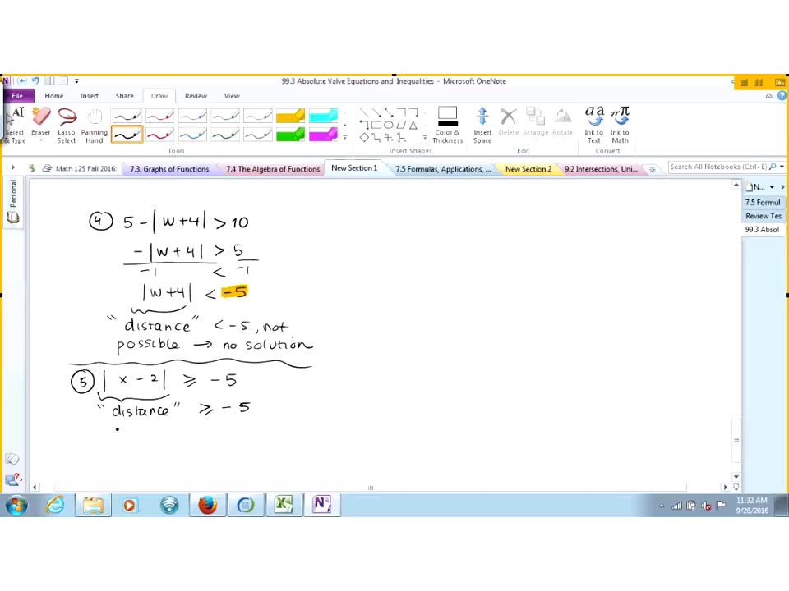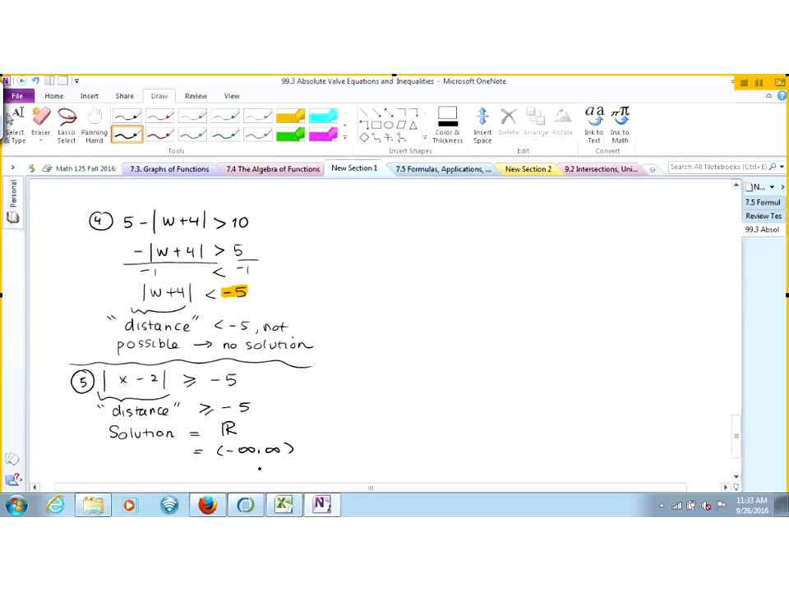So what is your conclusion? So the solution is all real numbers, right? Or -infinity to infinity. Why? Because it is true for whatever distance it is. The distance is always greater than or equal to -5. Actually, it's greater than or equal to 0, right? So it's always true. So this one has no solution because it's not possible to have a negative distance. But this one has infinitely many solutions, all real numbers.